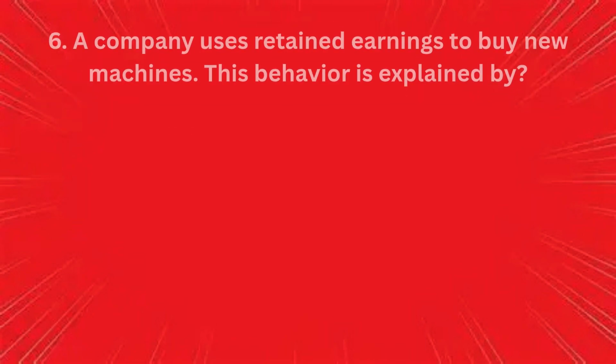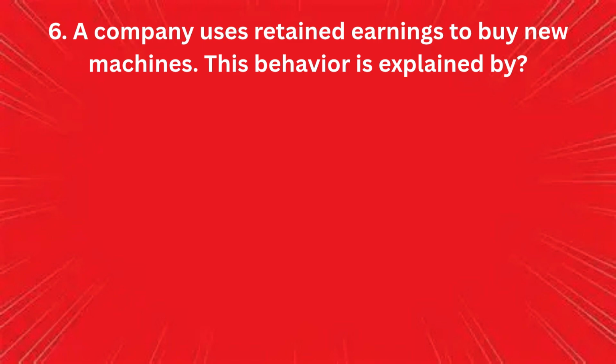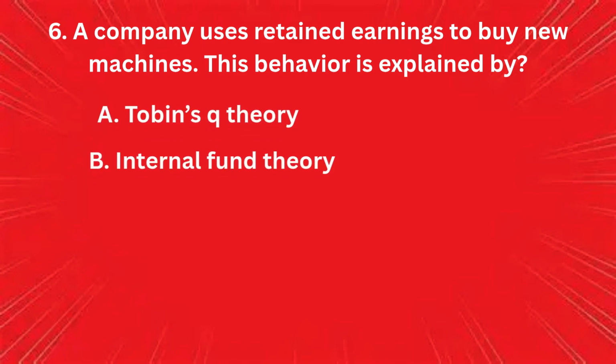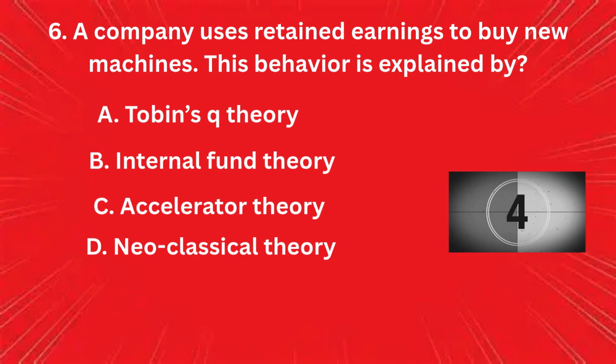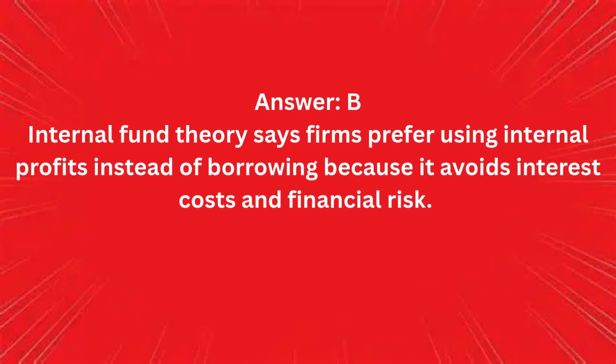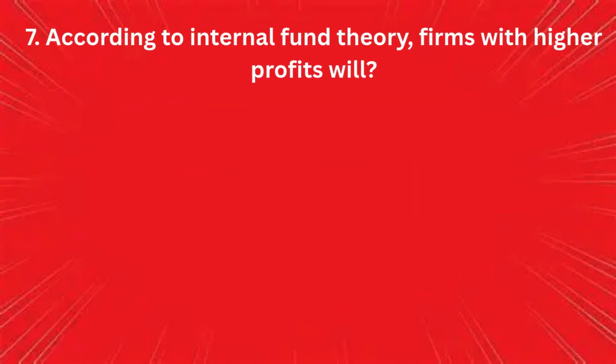6. A company uses retained earnings to buy new machines. This behavior is explained by A. Tobin's Q theory. B. Internal fund theory. C. Accelerator theory. D. Neoclassical theory. Answer: B. Internal fund theory says firms prefer using internal profits instead of borrowing because it avoids interest costs and financial risk.